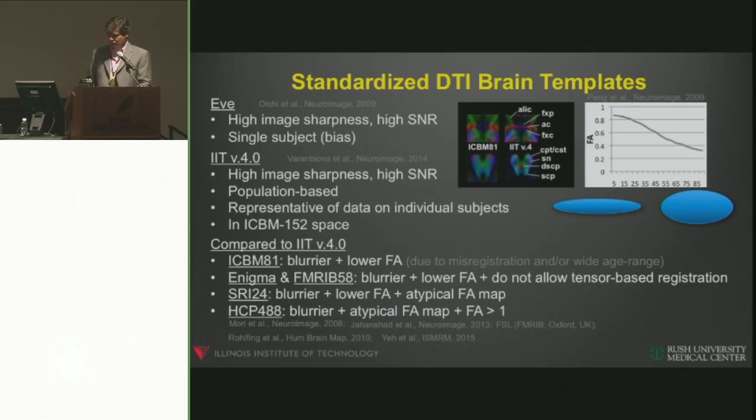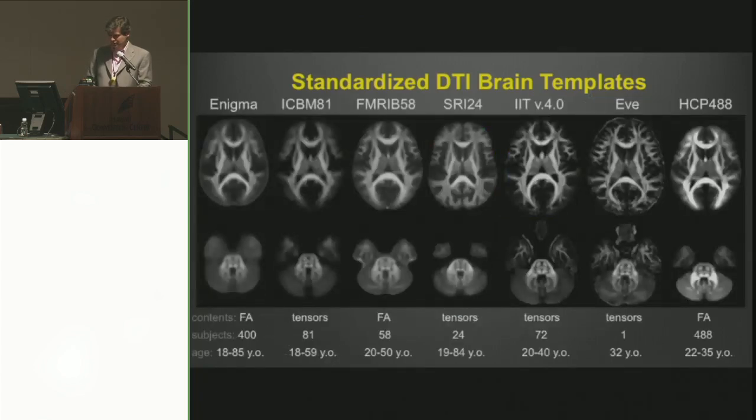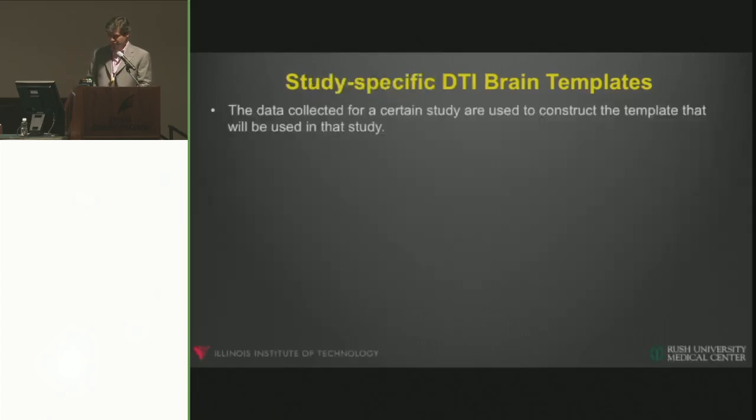So according to all of these similarities and differences, advantages and disadvantages, it seems like in terms of multi-subject atlases that IIT version 4 has several of the desirable characteristics for templates. So let's keep that in our mind. We're going to come back to this very soon.